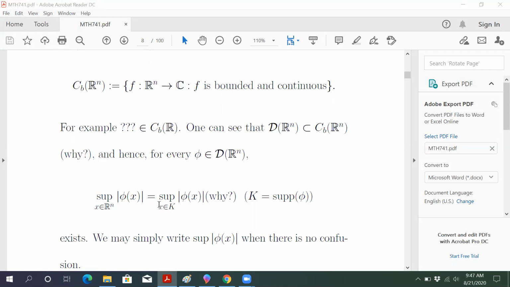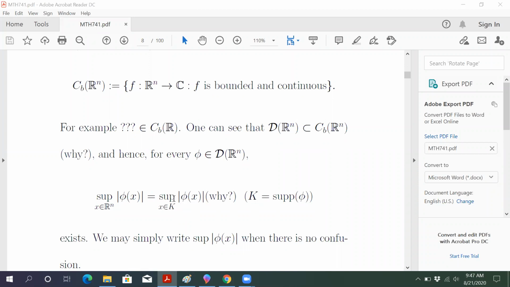Why is it like that? Why can we take the supremum on K? Because this is a test function, right? Here K is the support of phi. Outside K, this is 0. So this supremum reduces to a supremum over K actually. So this supremum exists. Look at here one more time, I repeat.